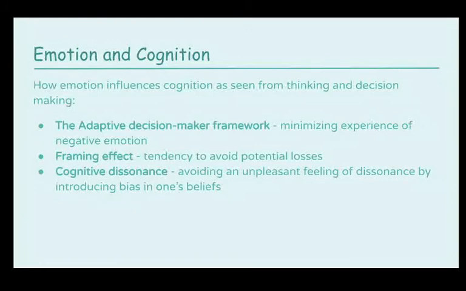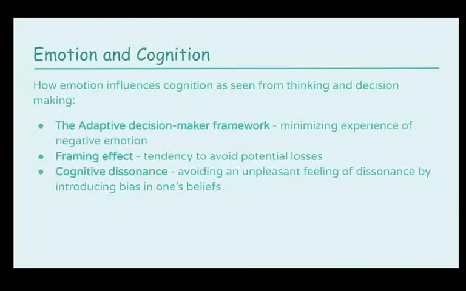And as you can see, cognition was in some way influenced by emotion to avoid these negative emotions or to minimize them. And we can use this for your arguments on how thinking and decision making can relate to emotion and cognition.